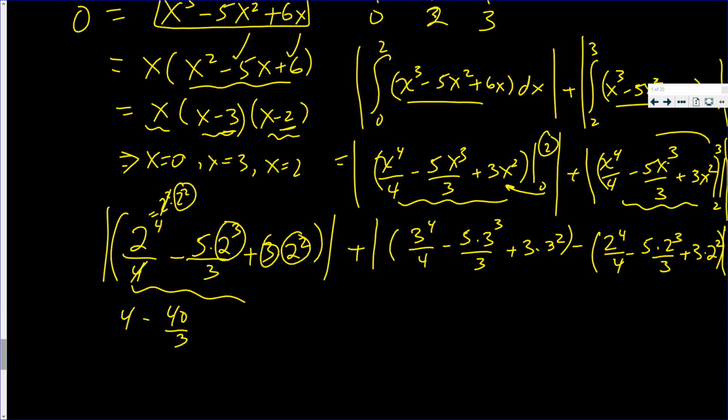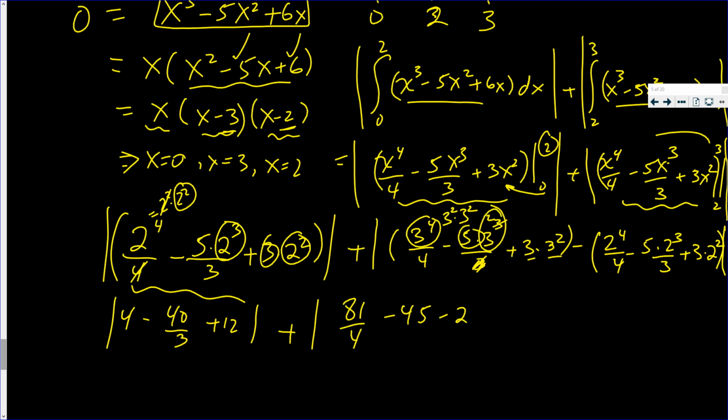Plus, that's 3 squared times 3 squared. That's 9 times 9. It's 81 over 4. One of these 3's kills that one in the bottom. So this is just 5 times 9, 45. Minus 3 times 9, it does say plus. 3 times 9 is 27. Minus, well, we know what it is. It's 4 minus 40 thirds plus 12.